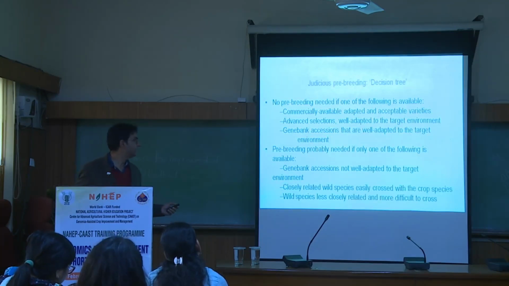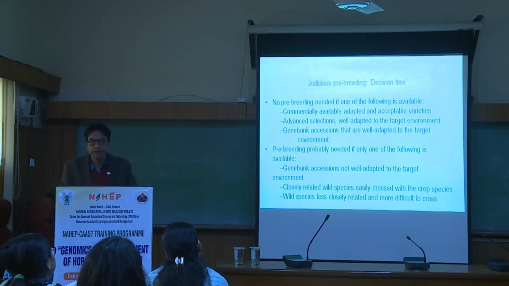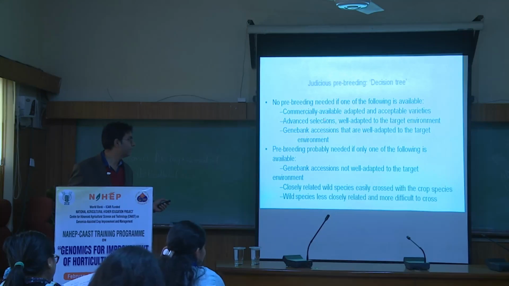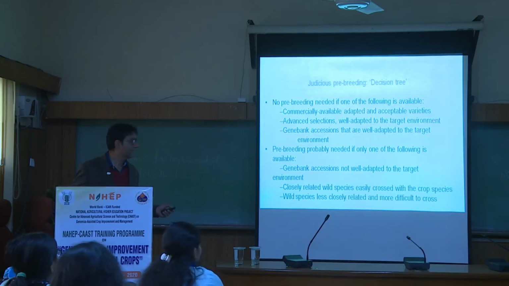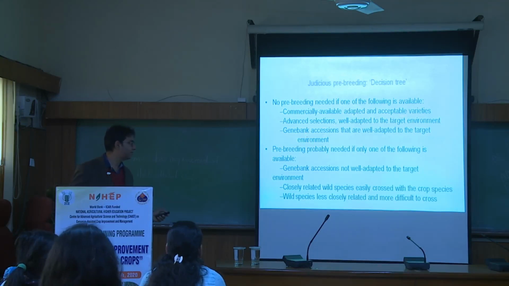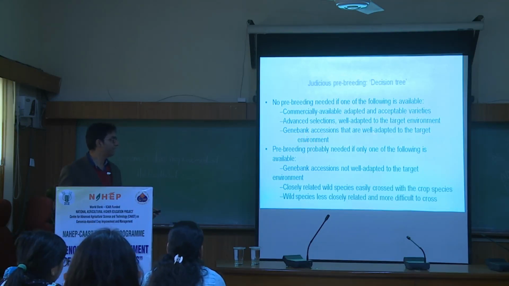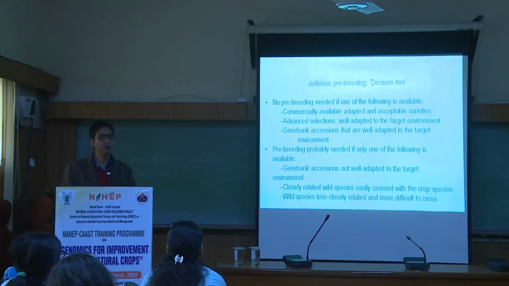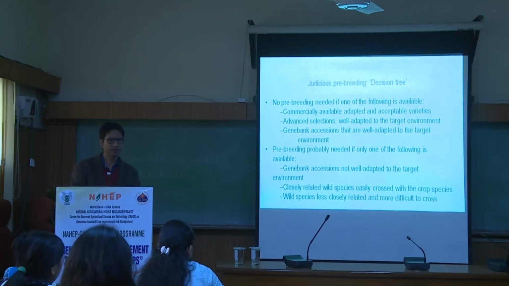So judicious pre-breeding is, no pre-breeding needed. This is very much important, that we do not need pre-breeding. It is not like a fashionable term that I am working on pre-breeding, so I should work on pre-breeding. Why? First thing is, if you have commercially available, adapted and acceptable varieties, you don't need any pre-breeding at all. Advanced selections well adapted to the target environment, or gene bank accessions that are well adapted to the target environment, you don't need pre-breeding at all. Pre-breeding is needed only when you have exhausted all the known sources of your material for your resistance or any other thing.